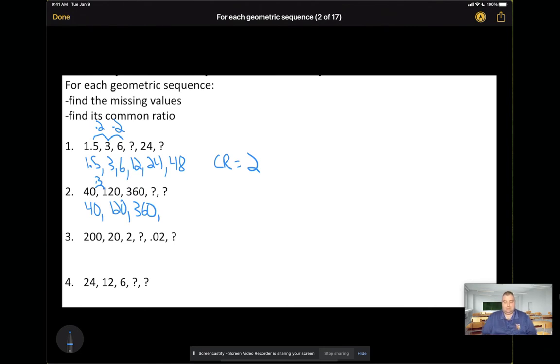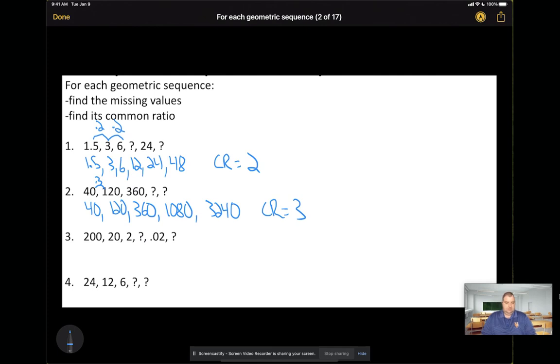So 40 times 3 is 120. 120 times 3 is 360. 360 times 3, okay, is 1,080. And again, I just use the calculator on my phone. And then 1,080 times 3 is 3,240. So those are the missing values. And again, my common ratio, okay, our pattern is to multiply by 3 each time. So my common ratio is 3.